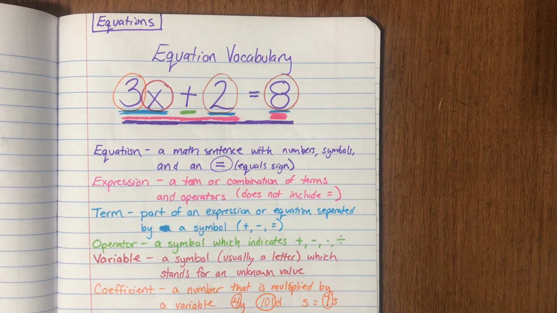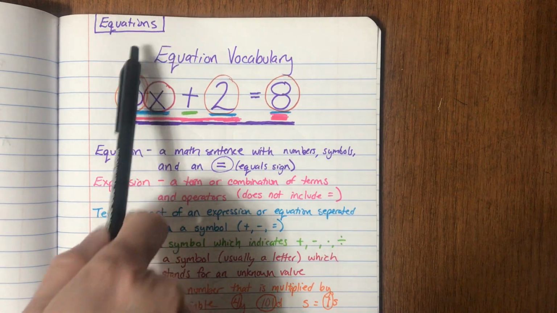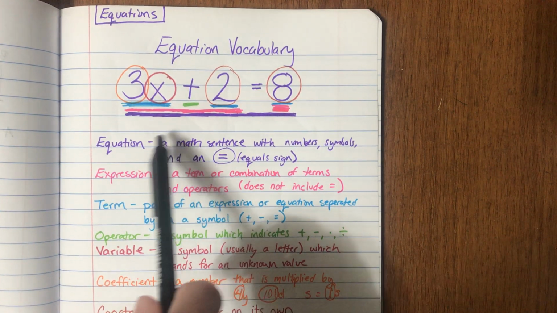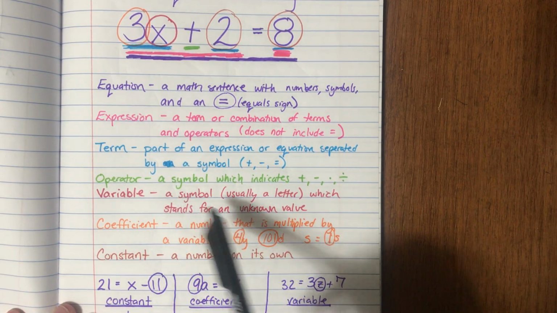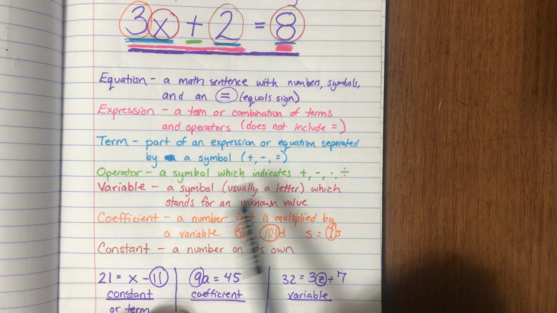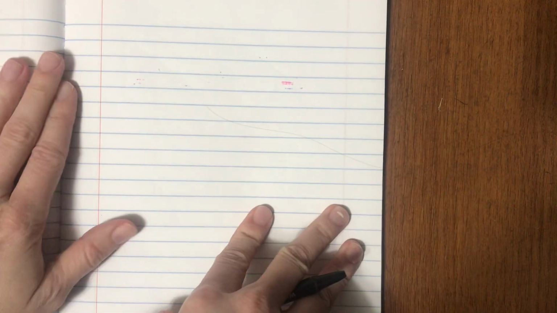6th graders, we're ready to take another page of notes today, and this is a little bit more vocabulary. Remember last time we talked about equation vocabulary, and remember, we're in our unit on equations. We talked about words like equation, expression, term, operator, variable, coefficient, and constant. You've worked with those vocabulary words over the past couple of days.